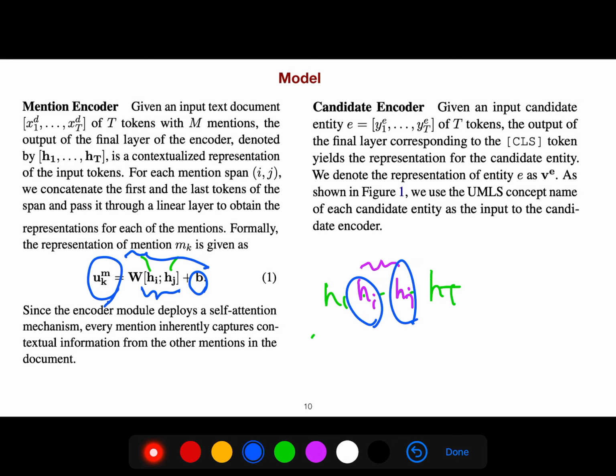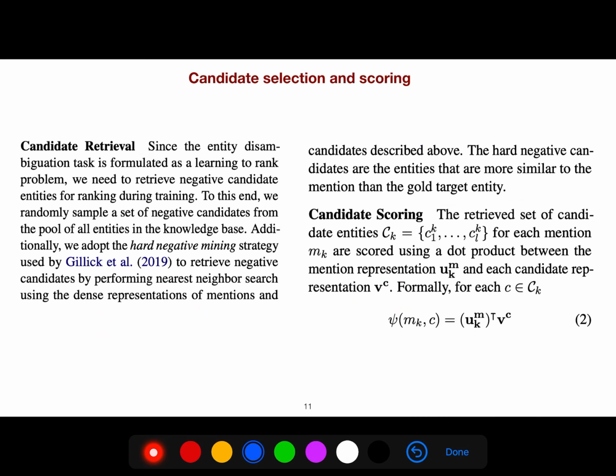For the candidate encoder, given an input candidate entity E, which is a sequence of T tokens, the output of the final layer corresponding to the CLS token yields the representation for the candidate entity. And you know, CLS stands for classification in BERT, which is standard.